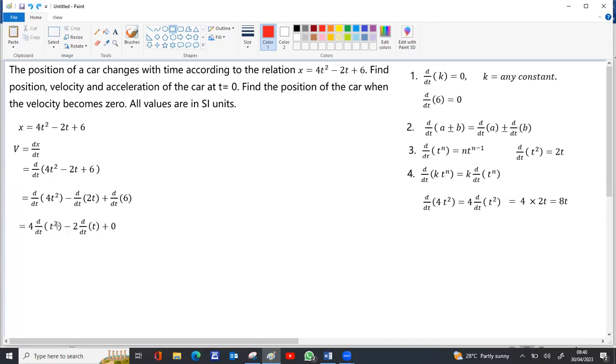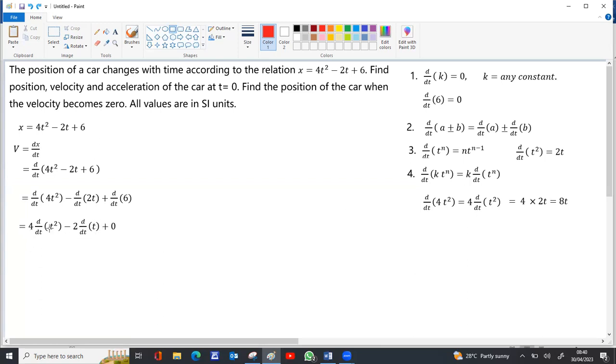Now, this is just an exponent. That is rule number 3: d by dt of t raised to n will be n into t raised to n minus 1. If you do it for t square, the 2 will come down and t raised to 1, so 2t. So 4 into d by dt of t square will be 2t, minus 2 into d by dt of t. For t, the exponent is 1, so the 1 will come down and t raised to 1 minus 1, t raised to 0, that's 1. So d by dt of t is 1.